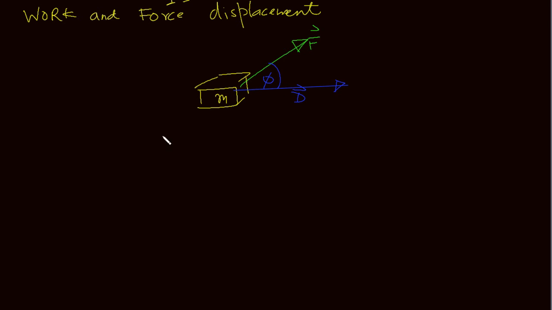So work. This is not a vector, it's a scalar. So work is a dot product between those two, force and displacement. And we write this because it's a scalar, F d cos phi.